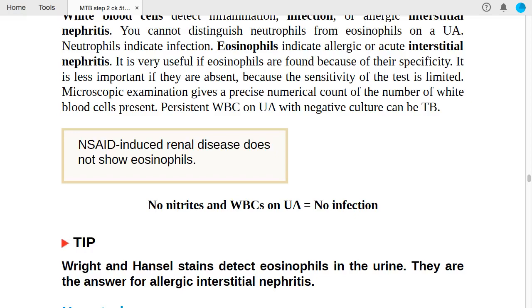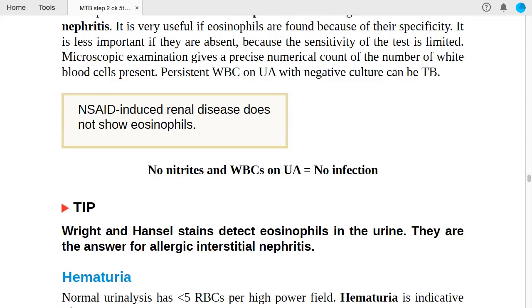So no nitrites and no WBCs on urinalysis means that there is no infection, because we have already done this, that nitrites mean that something gram-negative bacteria is inside, right? But if there are no nitrites and no WBCs, it means that there is no infection and no inflammation inside.